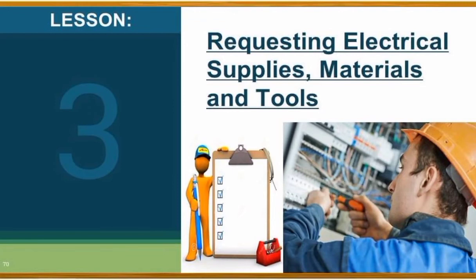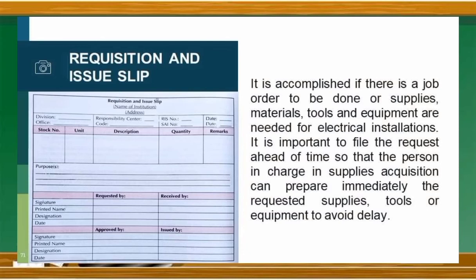Since we are done with Lesson 1 and Lesson 2, let's now proceed to Lesson 3 entitled Requesting Electrical Supplies, Materials, and Tools. First, we have the requisition and issue slip. It is accomplished if there is a job order to be done or supplies, materials, tools, and equipment are needed for electrical installations. It is important to file the request ahead of time so that the person in charge of supplies acquisition can prepare immediately the requested supplies, tools, materials, and equipment to avoid delay.